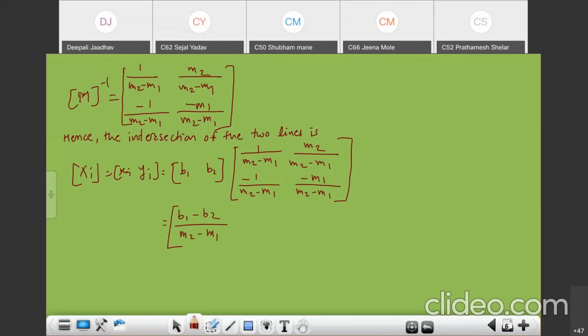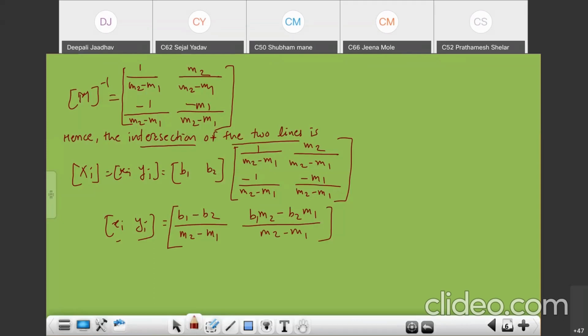And the second point, what are we calculating here? The intersection point xi, yi for the two lines: (b1 m2 minus b2 m1) divided by (m2 minus m1). It means that using the y-intercept and the slope of the two lines, we can identify the intersection of two lines.